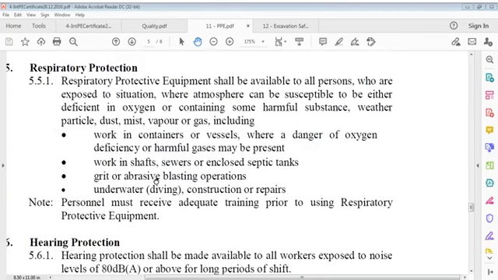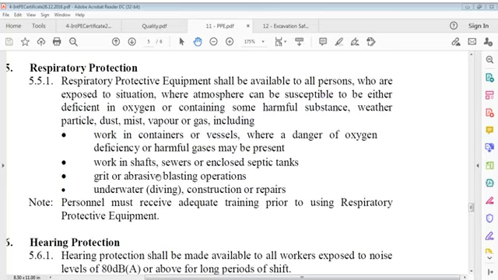Respiratory protection. Respiratory protective equipment shall be available to all persons who are exposed to situations where the atmosphere can be susceptible to being either deficient in oxygen or containing some harmful substances, whether particle, dust, mist, vapor or gas, including work in containers or vessels where a danger of oxygen deficiency or harmful gases may be present.